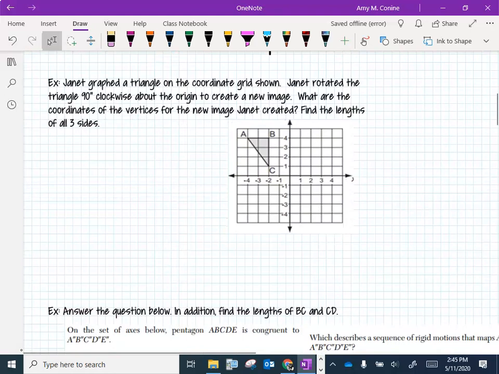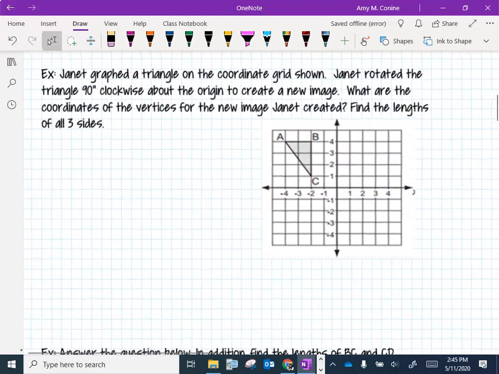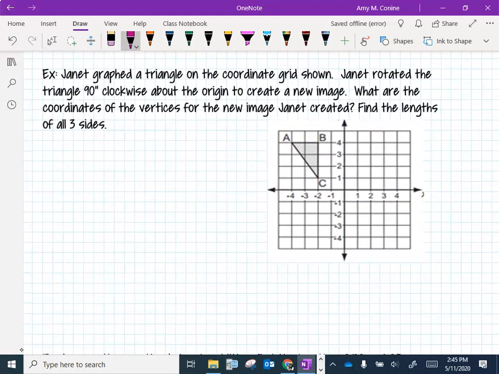So let's take a look at this next example. We have a triangle that's shown in the grid, and Janet rotated it 90 degrees clockwise about the origin, creating a new image. So what are the coordinates of the vertices for the new image? And then we're going to find the lengths of those sides. So we're going to do a 90-degree rotation for the image that we have here.